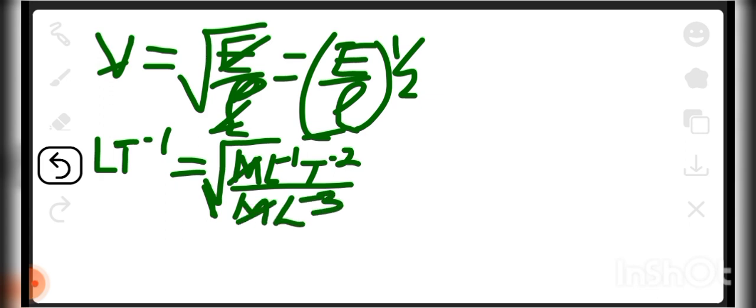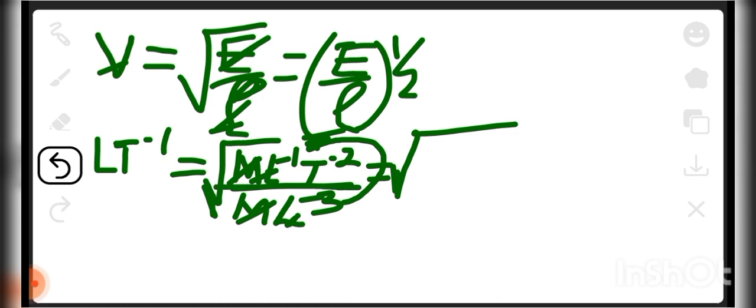So M will cancel M. Then we'll now be having the square root of. Now remember, we have T raised power minus 1 in this place, L raised power minus 1 in this place, and we also have L raised power minus 3. So the power of this L will go and meet this other L here, and the power will change sign. That is mathematics for you. If any power crosses this division line, it will change sign.